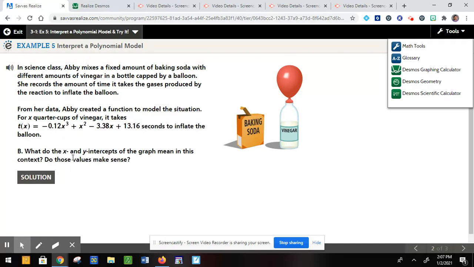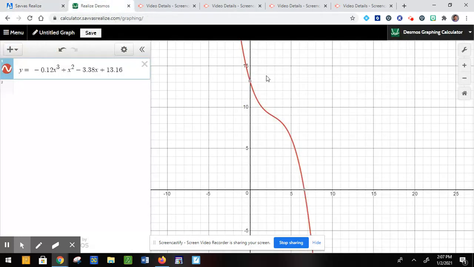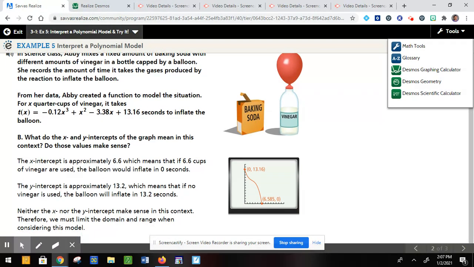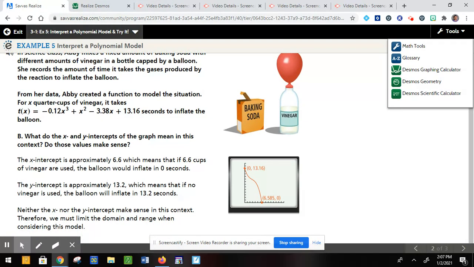So same question, it's just saying now what do the x and y intercepts of the graph mean in this context? Do these values make sense? So the y-intercept's up here, so (0, 13.16), and the x-intercept is down here, (6.585, 0). That's what they got as well. They rounded to the tenth instead of the hundredth, but that's okay. So the x-intercept is approximately 6.6.